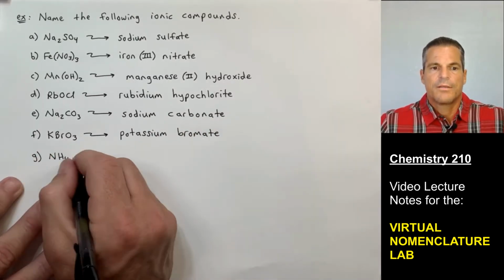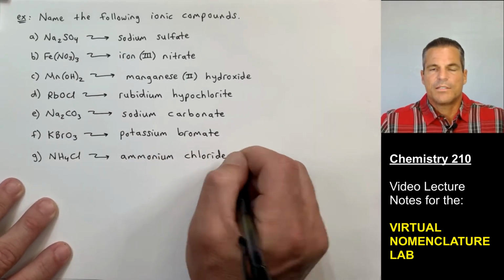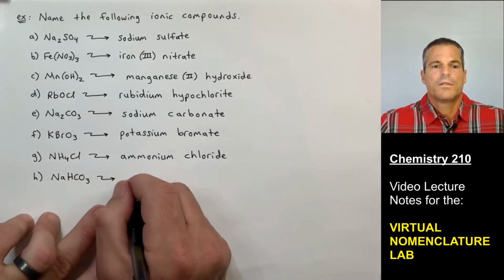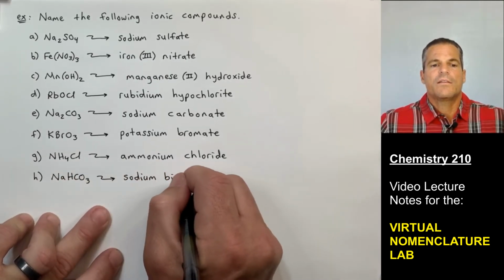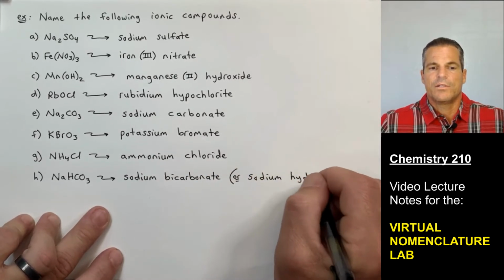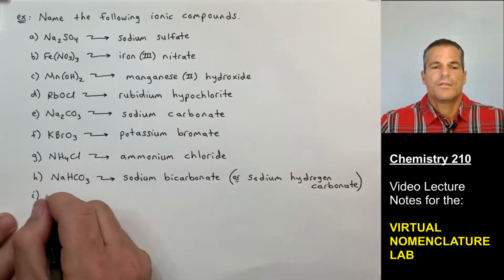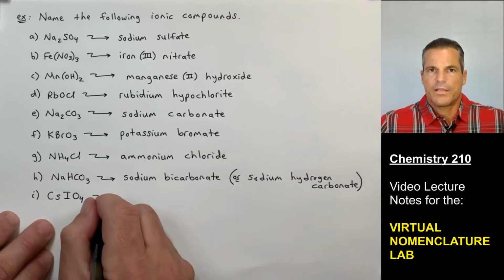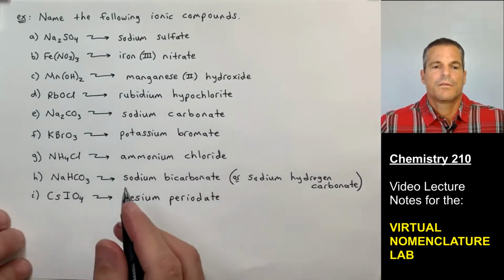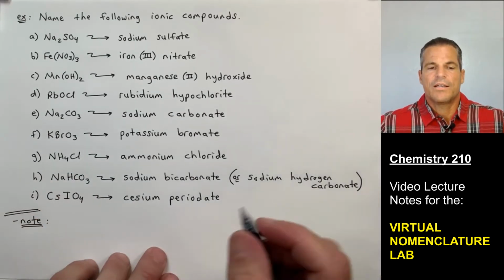Sodium carbonate. F, potassium bromate. Potassium's always a +1, group 1. It's understood. We don't need a Roman numeral. G, NH4Cl. Well, that NH4 chunk or clump there is the polyatomic cation, the only one. Ammonium chloride. H, this is sodium bicarbonate, or if you want, sodium hydrogen carbonate. I, this is cesium periodate.